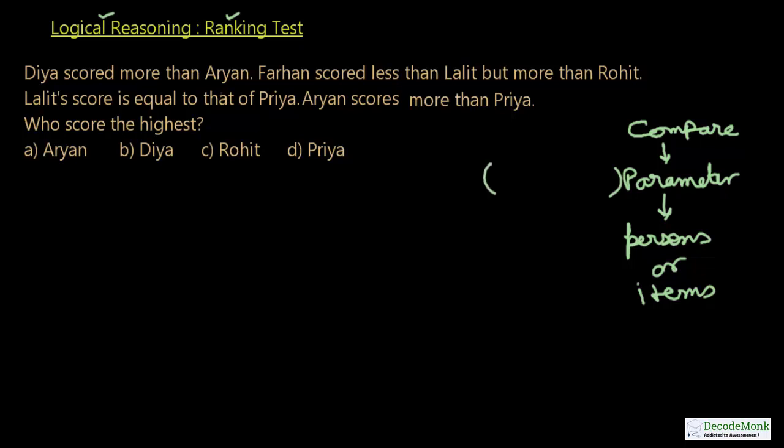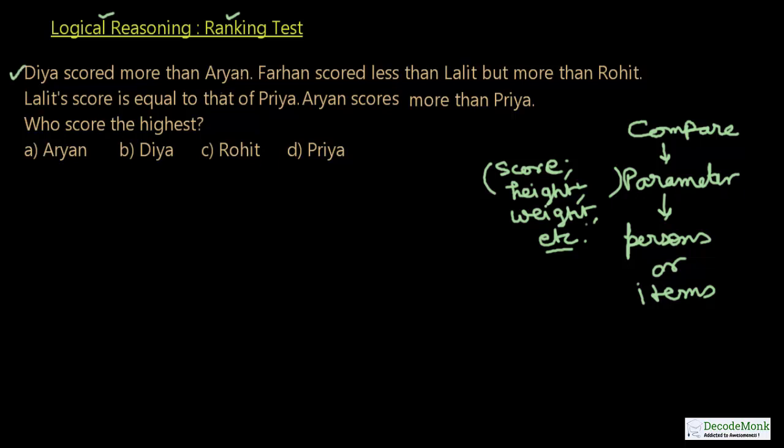Parameter means that may be score, as you see in this particular question. Parameter may be height among persons. Parameters may be weight among persons or certain items, or maybe something else also. The thing is that these parameters are compared among certain persons or items, and you are asked to find out the person who scored the highest or the lowest, or whose height is the most or the tallest, and who is the shortest, or you may be asked to find out the items which is the heaviest or the lightest. Let us try out the question which will make the picture clear.